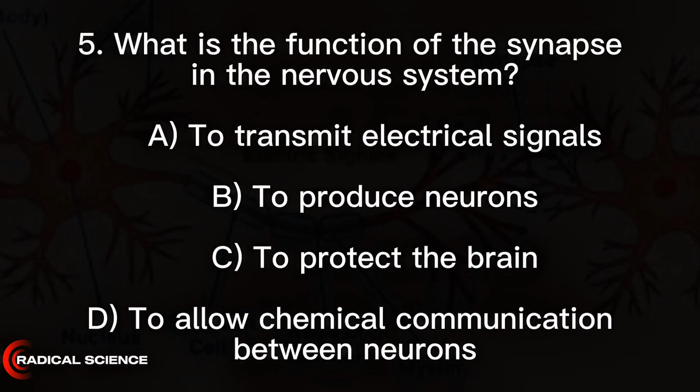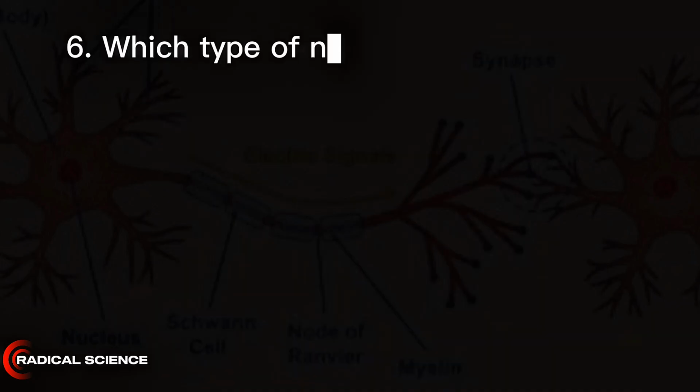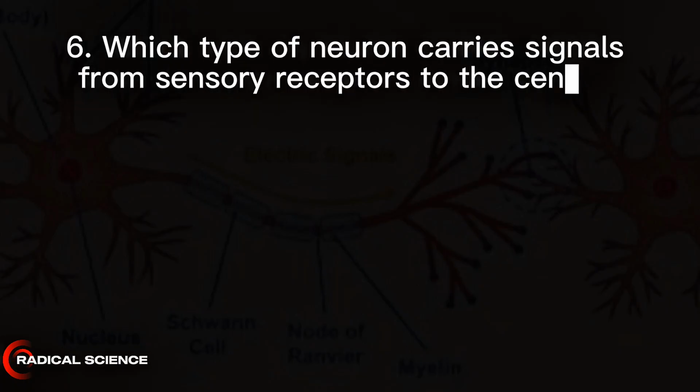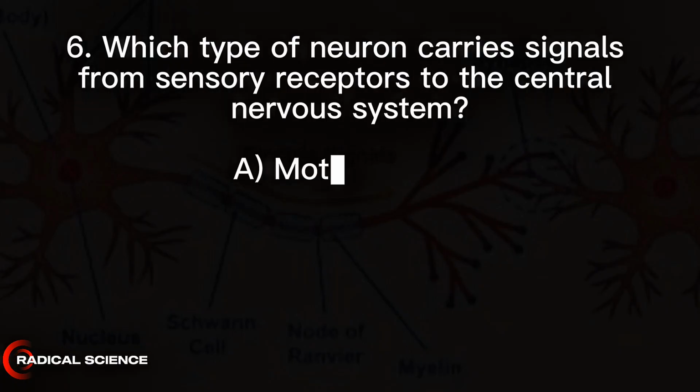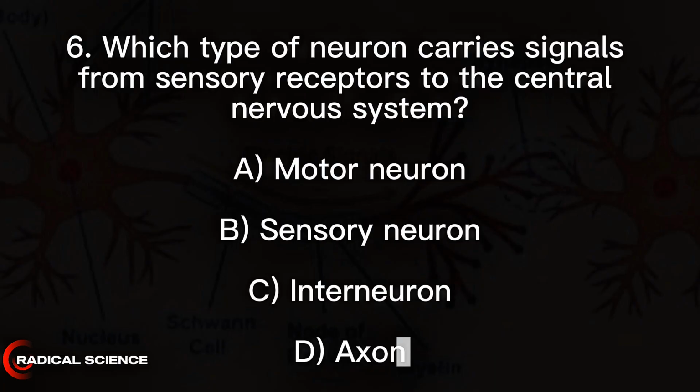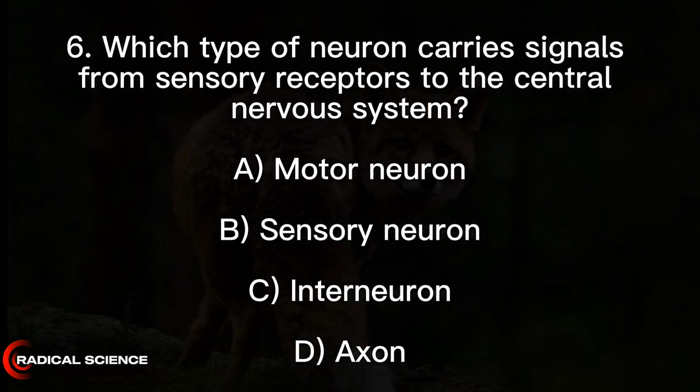Moving on to the next question, number 6. Which type of neuron carries signals from sensory receptors to the central nervous system? A. Motor neuron. B. Sensory neuron. C. Interneuron. D. Axon.